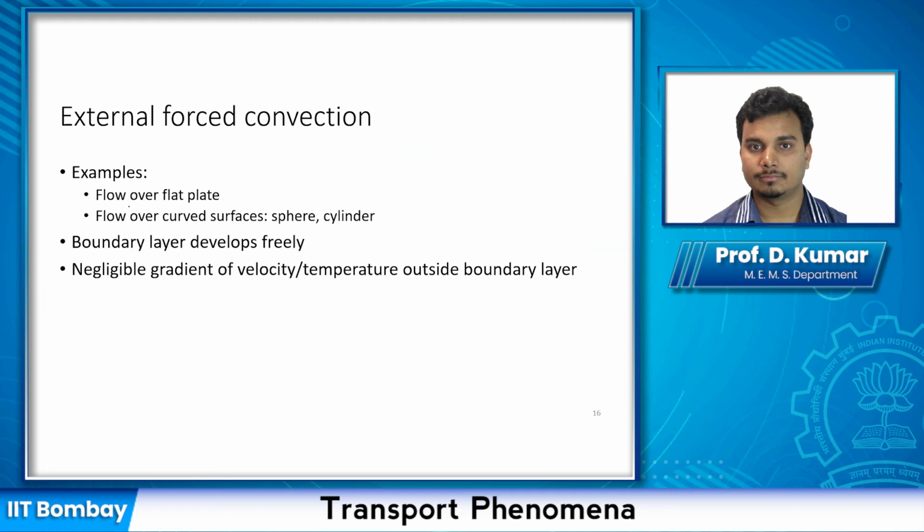Some examples of external forced convection we just saw are flow over a flat plate, and flow over curved surfaces like sphere, cylinder, airfoils, and so on. There are two characteristics of external forced convection that you should appreciate. The first one is that the boundary layer develops freely. When you have flow over a flat plate, for example, there is boundary layer development, and the boundary layer will keep increasing however large your plate could be. There is no obstruction to this boundary layer growth.